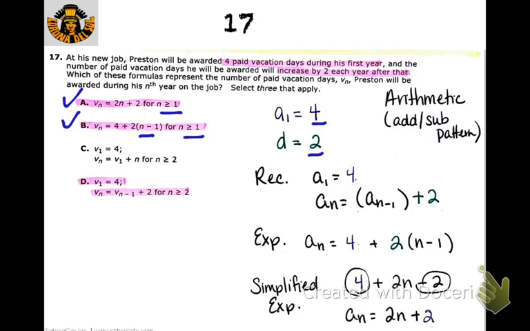works. And then this last one also works. It starts with 4, and then you can tell, because this is a recursively defined formula here, that you just add 2 every time to the previous term. So that would work.